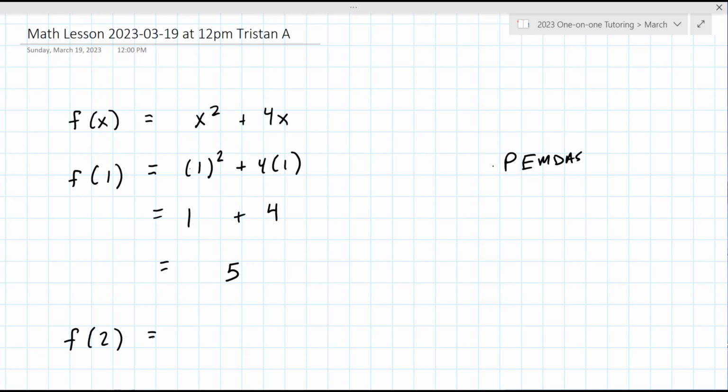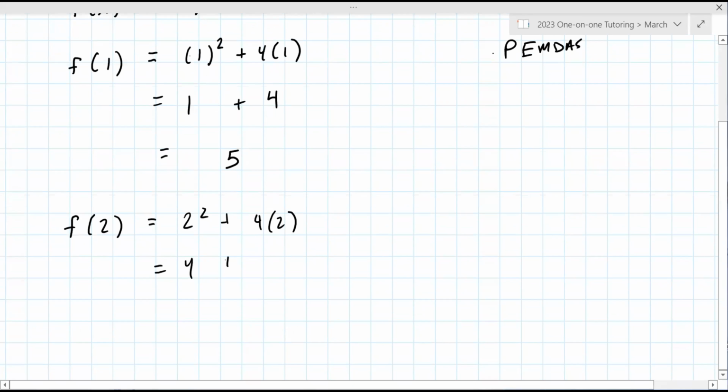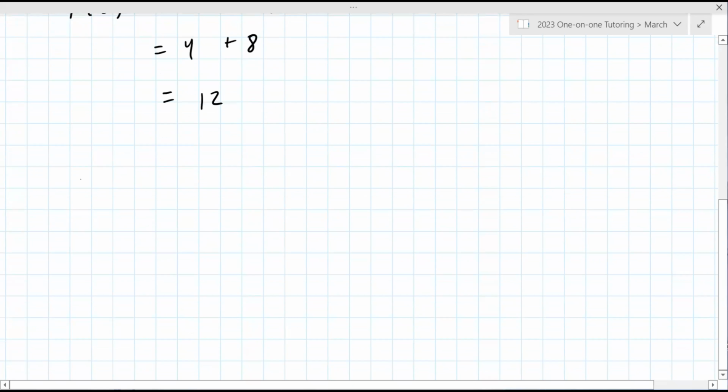Okay, what is f of 2? I'd like you to evaluate that in this function, please. 12. Okay, so 2 squared plus 4 times 2. So notice with positives, really doesn't matter if you have parentheses or not. 4 plus 8 is 12. Good. Okay. Now where this becomes more difficult is with negatives.